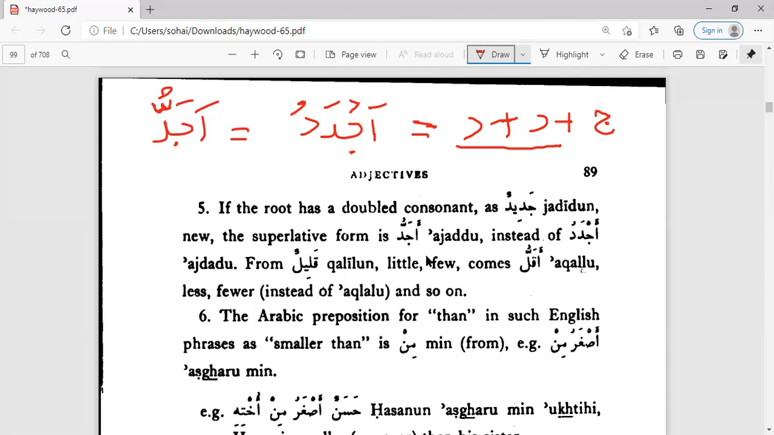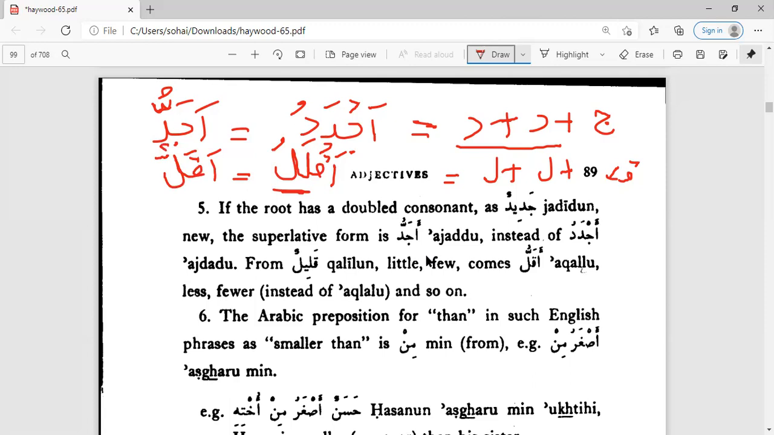Yeah. So Qalilu is the same. Qalilun is qaf plus lam, becomes aqlalu. Because there's two lams together, we just say aqallu. Does that make sense? Bakhtiar? Yes, sir. Bakhtiar, makes sense? Okay.